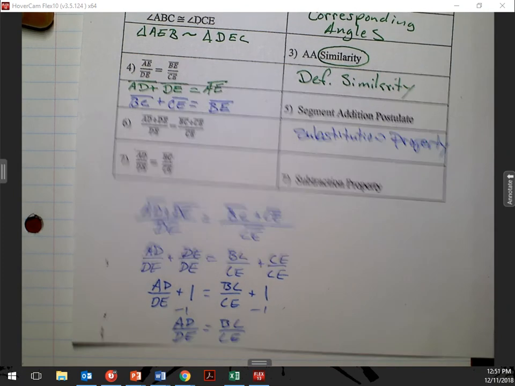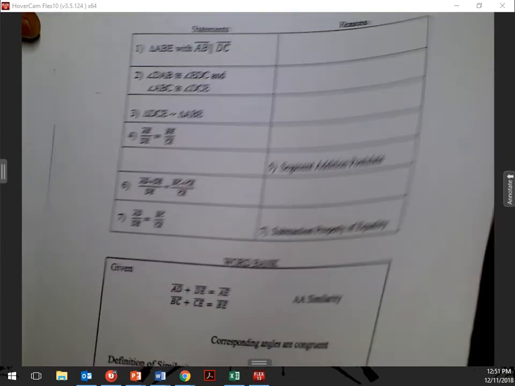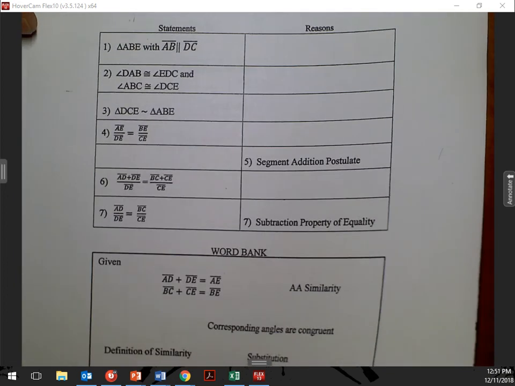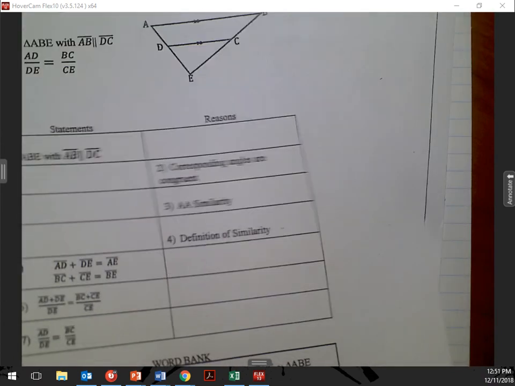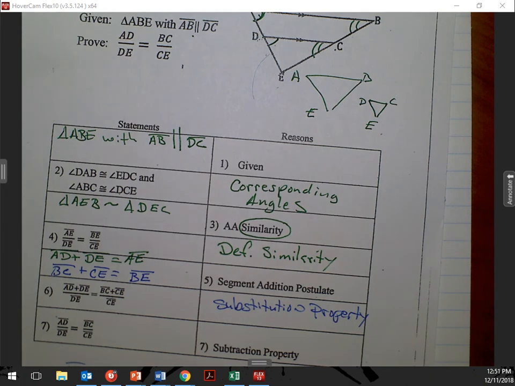That's why that happened. Now, if you guys are looking at your practice, I even gave you a word bank here for the practice. Word bank. And same thing on the other side. Yes, it was in that pile of stuff that you had right there.